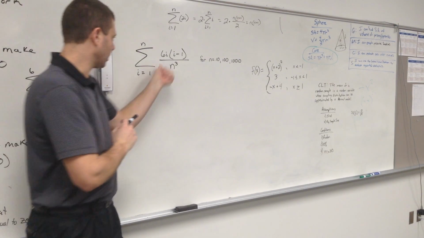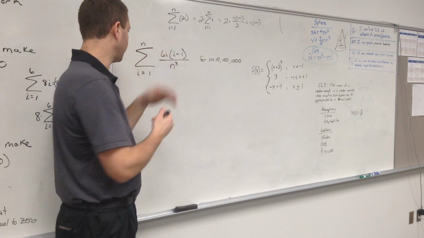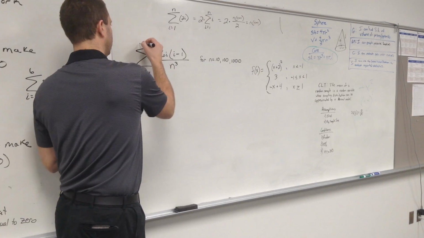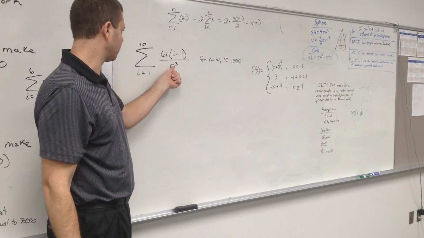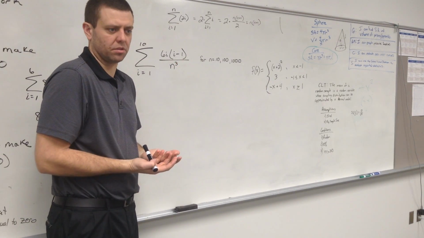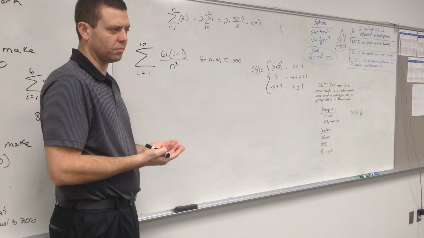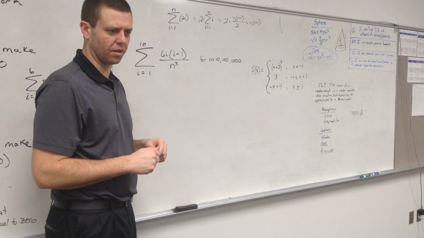Mm-hmm. Plug in a 1. N, remember, is 10. If this was 10 per moment, obviously that would change this to 10 cubed down here. But could you add those 10 numbers together? Yeah, sure. Feasible, not great, but probably not something you really want to do.